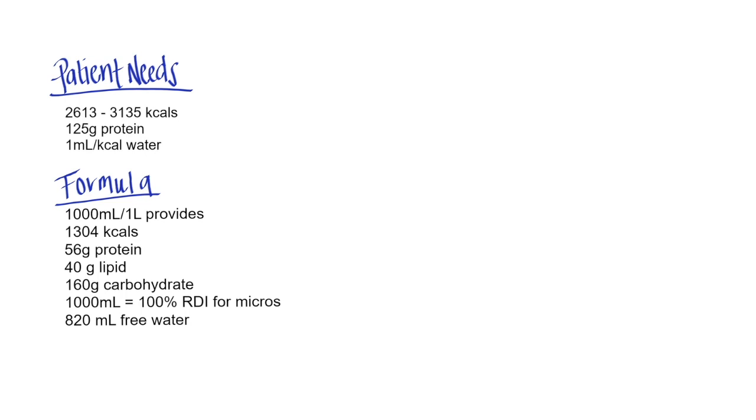And just to check out the formula that we have today, it looks like 1 liter of formula is going to provide 1,300 or so kcals, which means we're going to have a little more than 1 kcal per mL of this formula, 56 grams of protein, 40 grams of lipid, 160 grams of carb. We only need to meet 1,000 milliliters or 1 liter to be able to meet our recommended daily intake for micronutrients, and we get 820 milliliters of free water in that 1 liter of formula. So let's go ahead and set up all of our calculations that we're going to need for this patient.